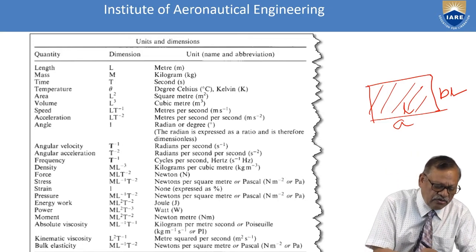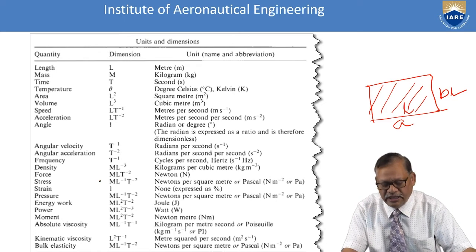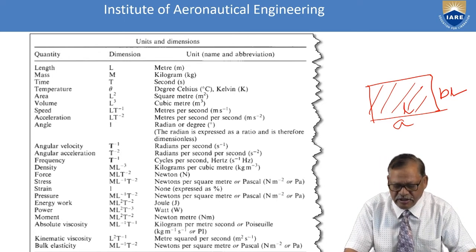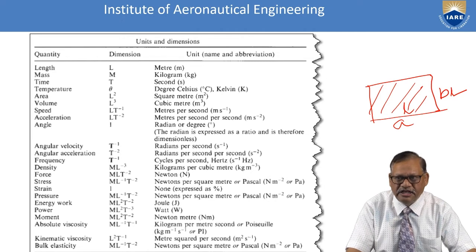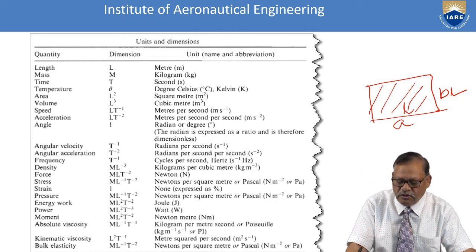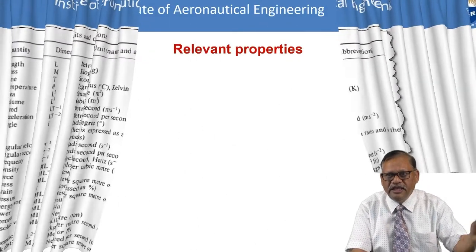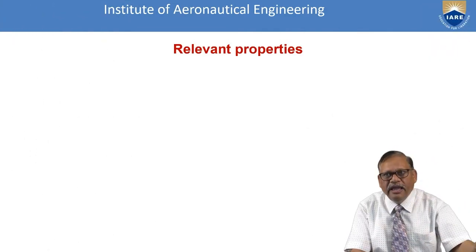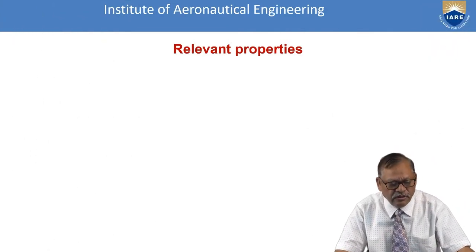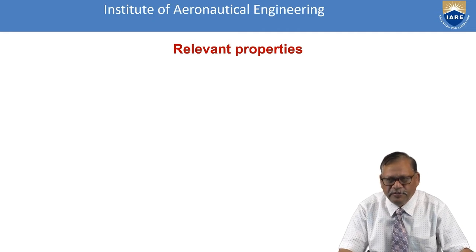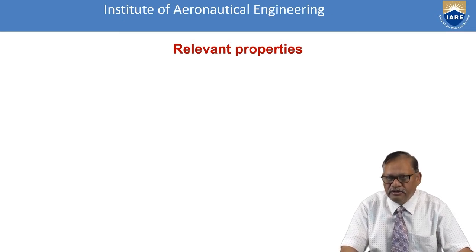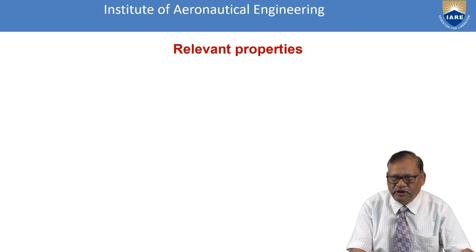So all these parameters that we are going to use in aerodynamics I have described, and this table may be useful for you in future. This is an important table. I will be referring to this table again and again. To go further, we have to understand some relevant properties of aerodynamics. Without this, it will be difficult. So I want to give some properties of our materials.